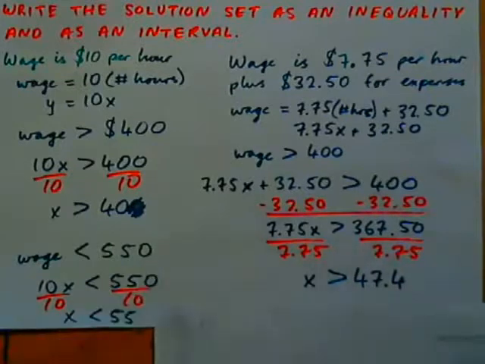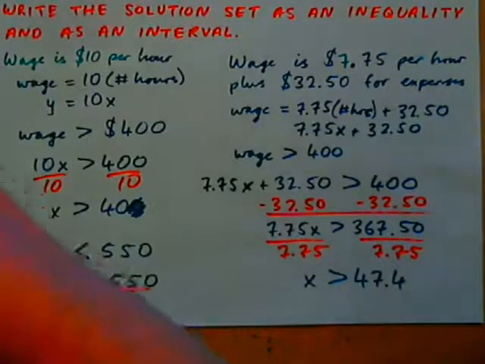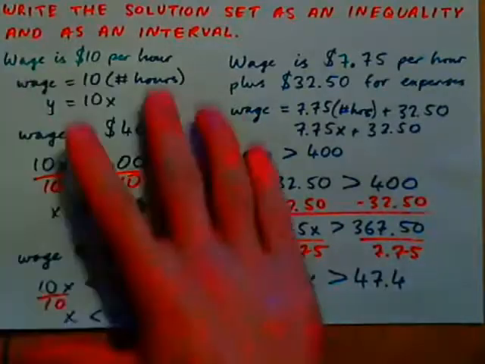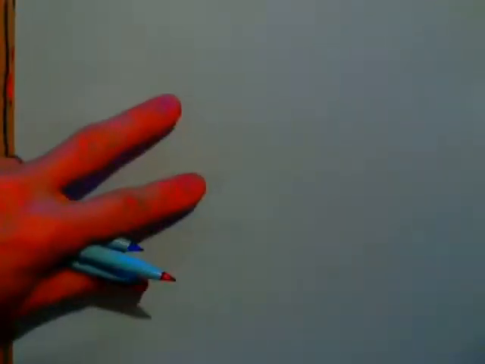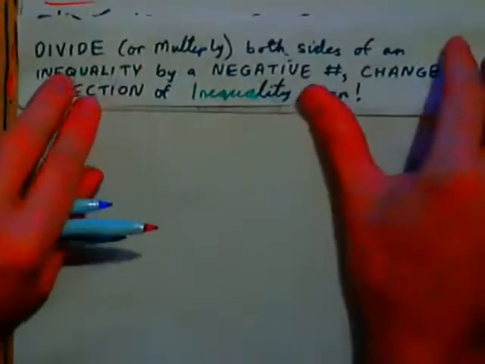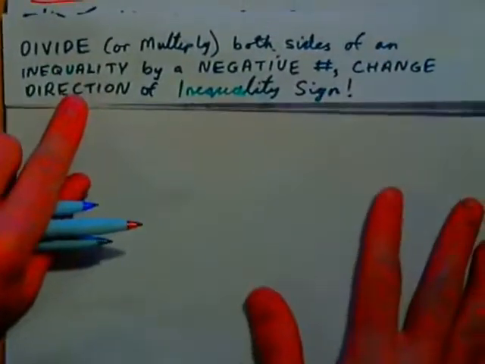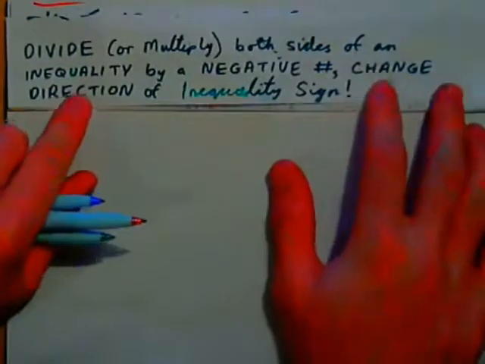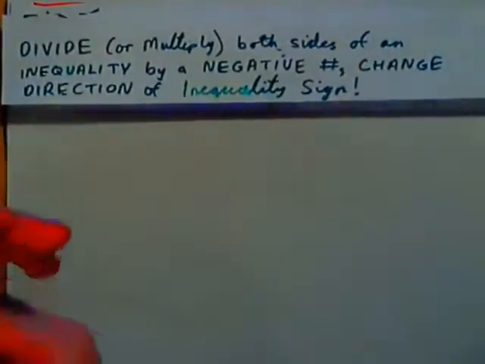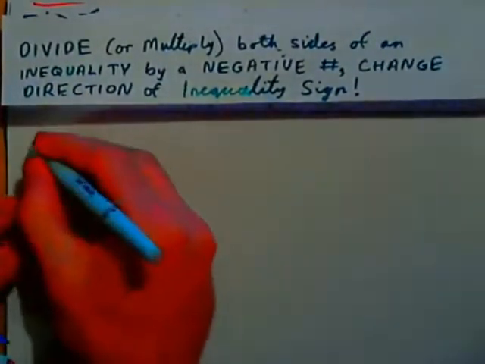Until, and there's one difference, and that is, for some reason, when we divide or multiply both sides of an inequality by a negative number, we must change the direction of the inequality sign. And that's the only difference. Let's explore why that is.